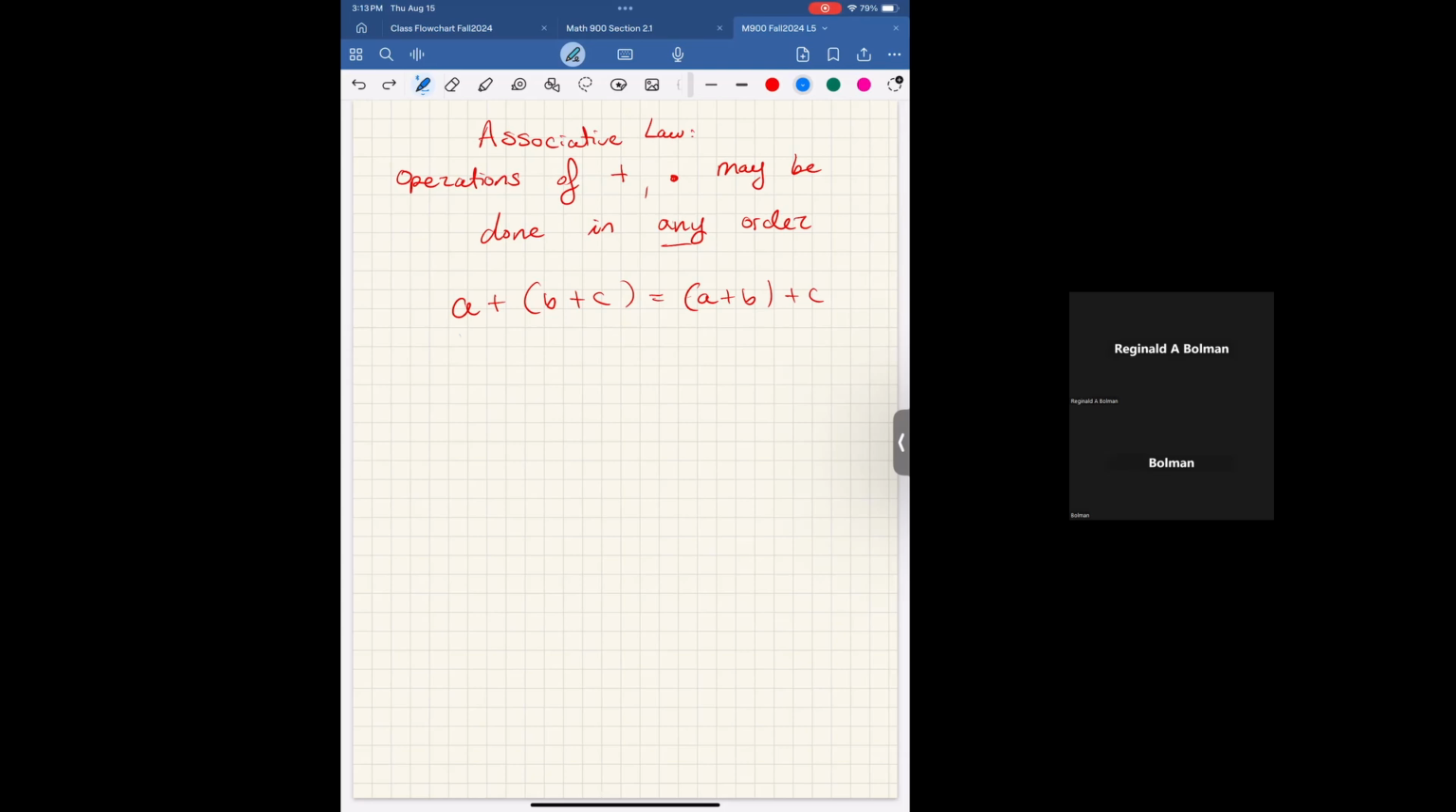Okay, so A, B, and C just represent some number. I don't know what A is. You don't know what A is. Nobody knows what A is. But if you take these numbers, you can add them in any order.